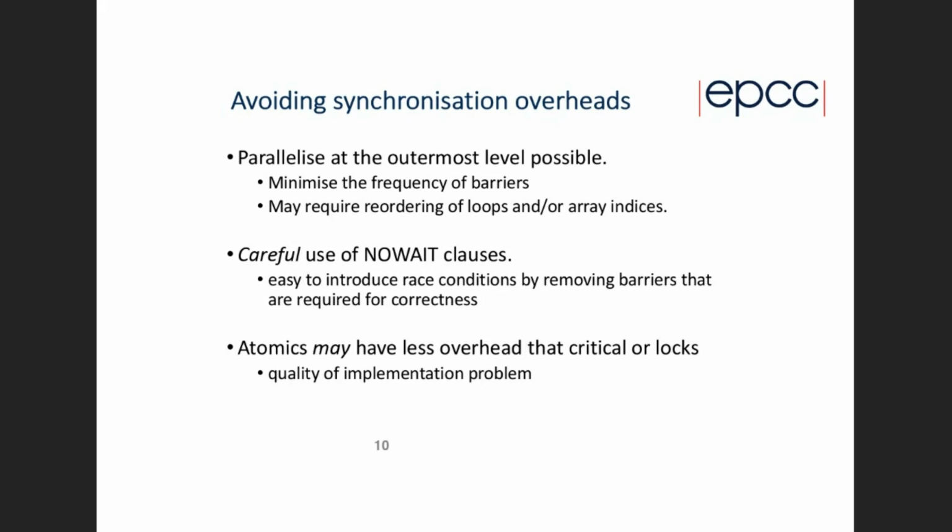There is a mechanism in OpenMP to suppress the barrier at the end of a parallel loop with the nowait clause. So that's another possible tactic, but you do have to be very careful with it. It's very easy to introduce race conditions by removing barriers that are required for correctness. And the more loops that you have in a parallel region, the harder it gets to reason about where you need barriers and where you don't.